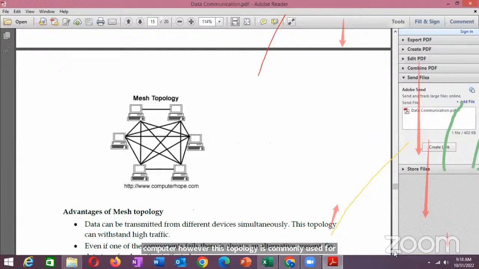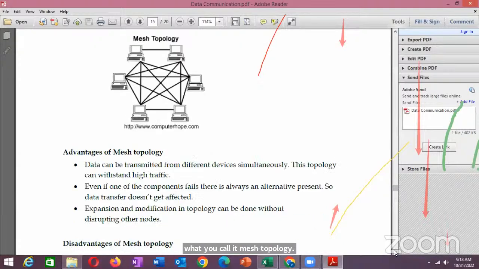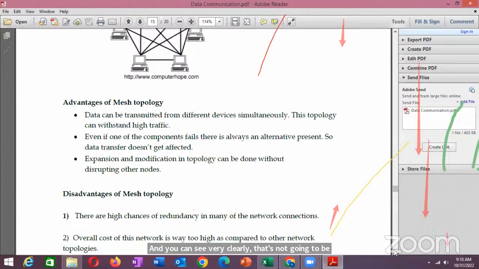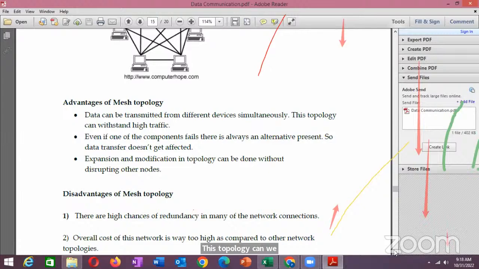So you can see where each computer is interconnected, and that's what we call the mesh topology. You can see it very clearly. Data can be transmitted from different devices simultaneously. This topology can withstand high traffic. Even if one of the components fails, there is always an alternative present, so data transfer doesn't get affected.